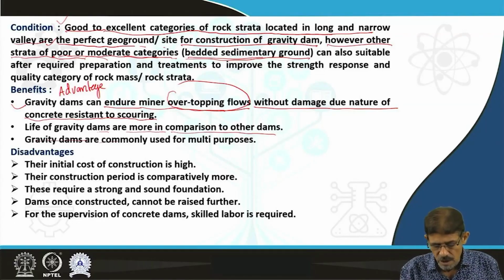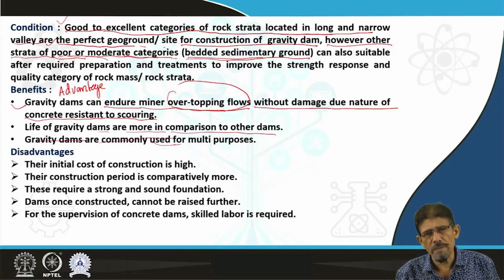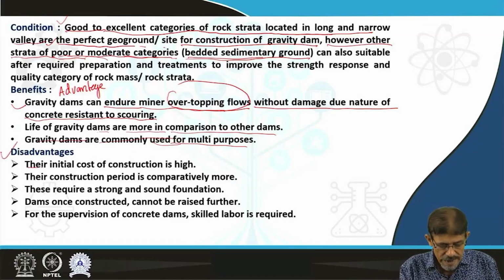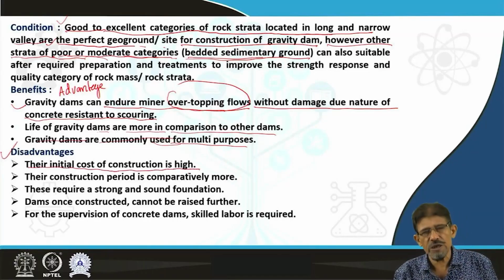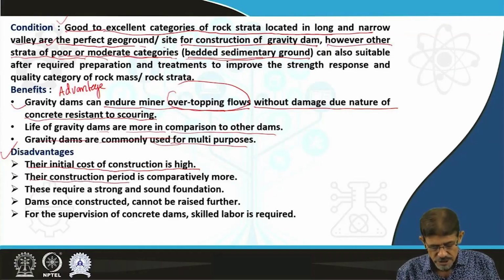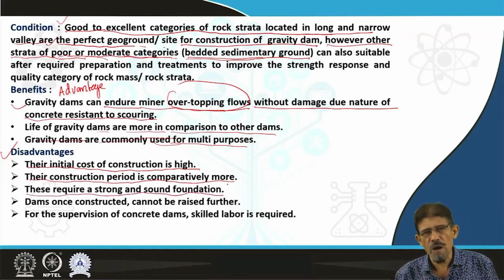Gravity dams are commonly used for multi-purpose because we have to recover our money involved in the project. Therefore, such types of projects generally prefer the multi-purpose. What is the disadvantage? Their initial cost of construction is very high. Their construction period is comparatively more in comparison to others. These require a strong and sound foundation strata, means good and excellent quality of rock strata.